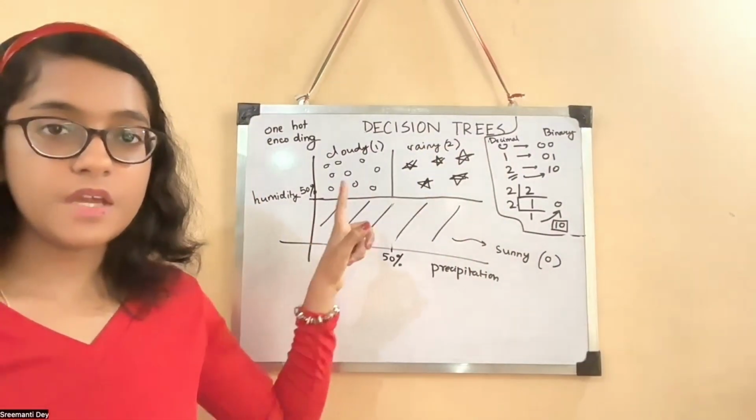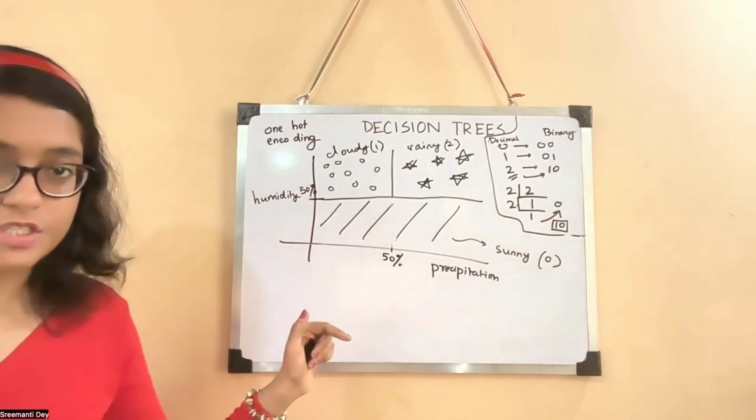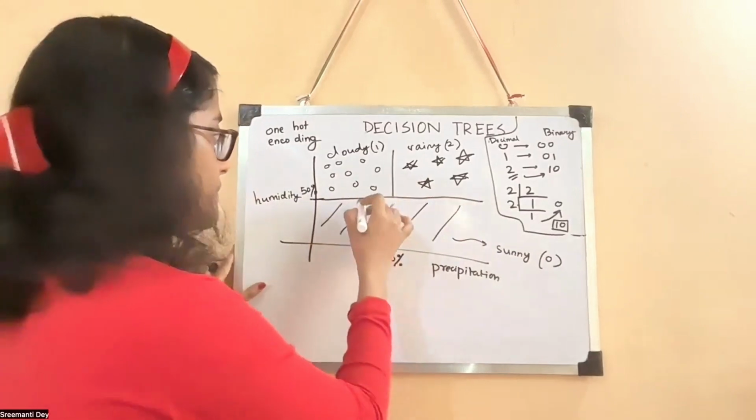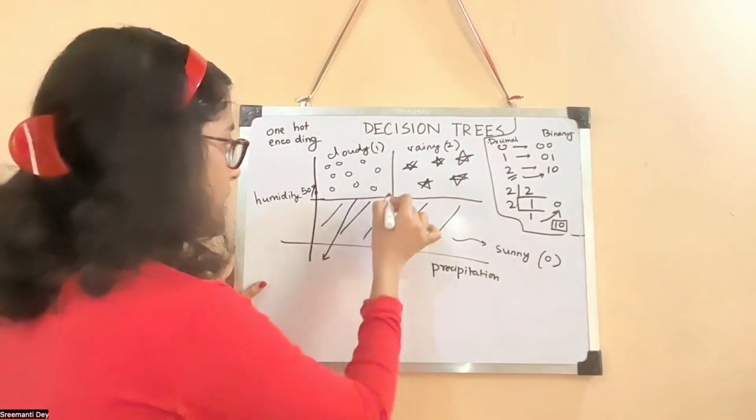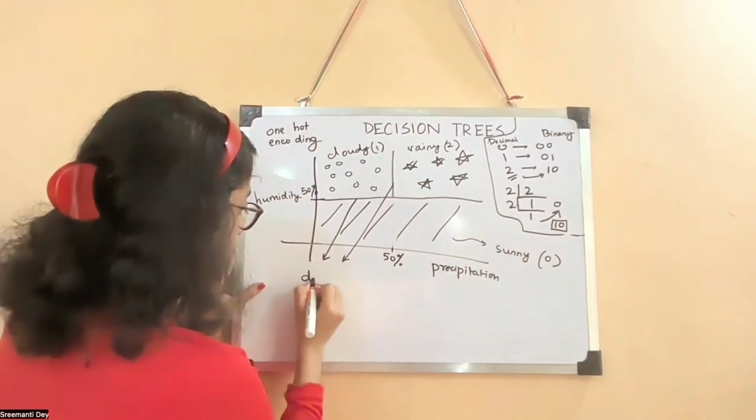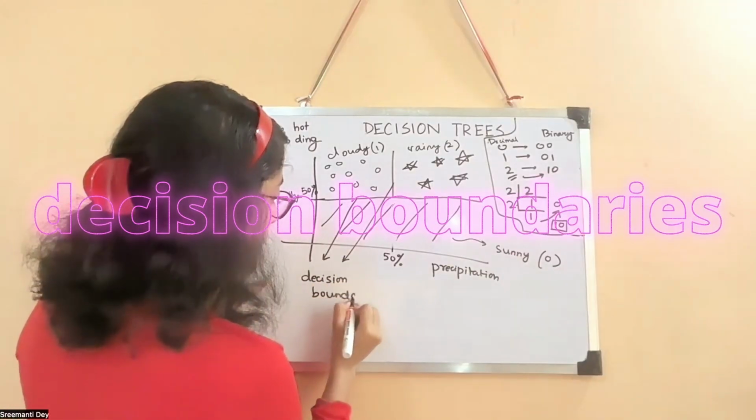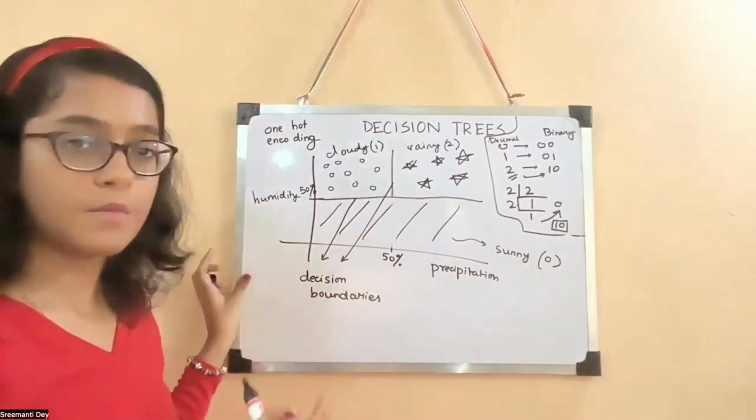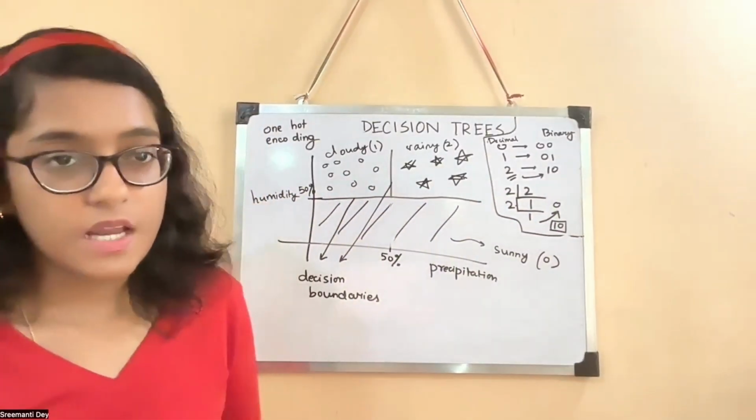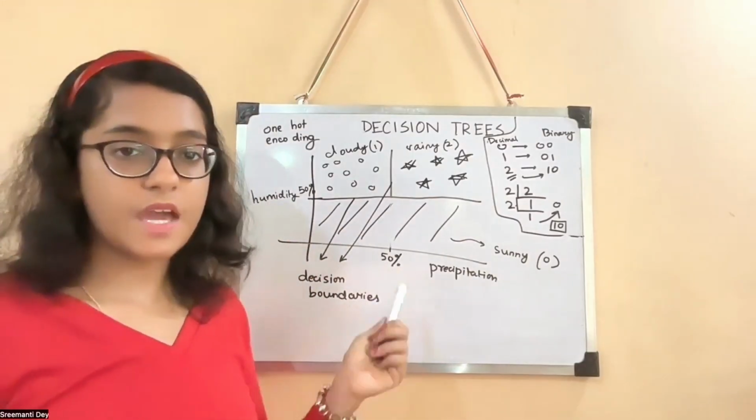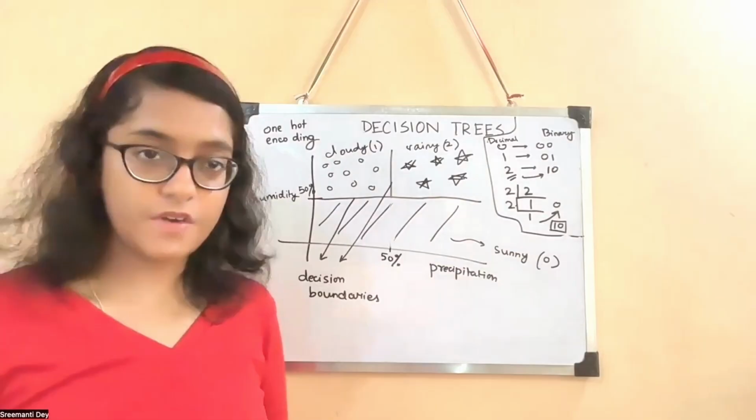So we have humidity and precipitation as two features. We have sunny, we have cloudy, we have rainy. And these are the decision boundaries that we are trying to find in our data set, in our model. Like in classification, we have decision boundaries. Similarly, in decision trees, we have these decision boundaries that we are trying to find.